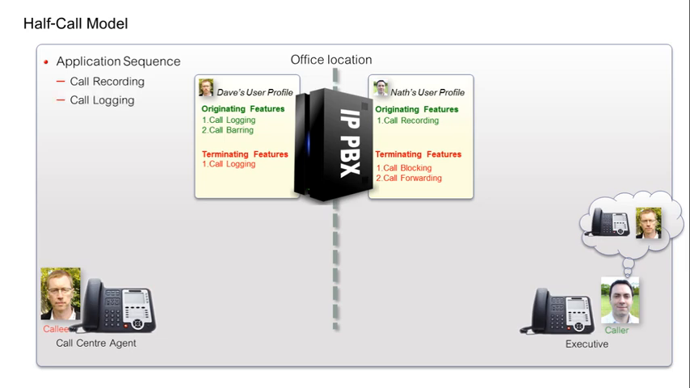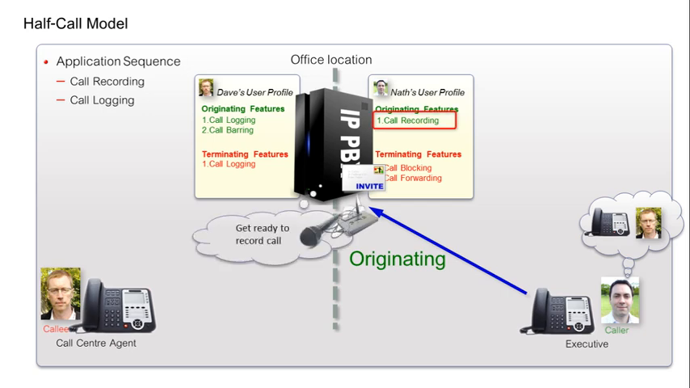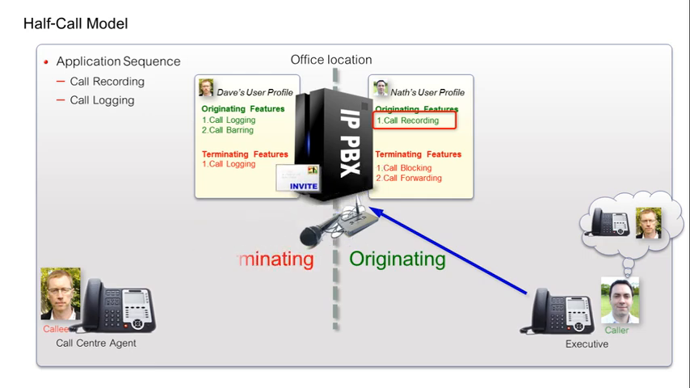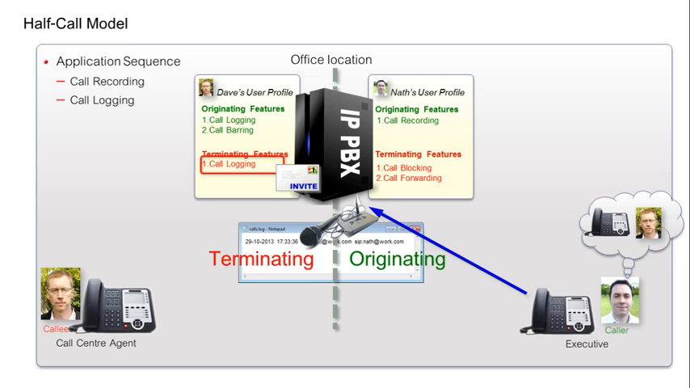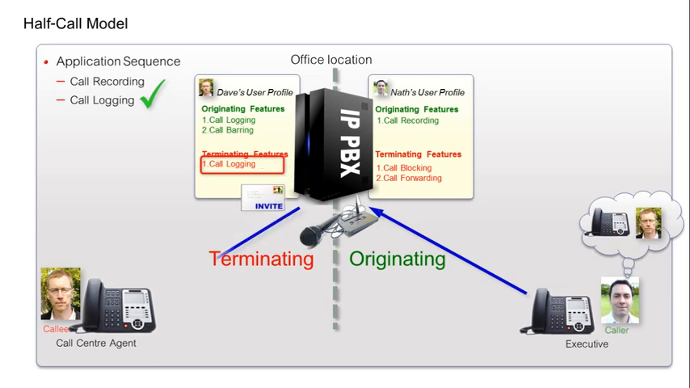Receiving the invite, the server kicks straight into originating mode, applying the first feature in Nath's originating sequence, call recording. Then, with no further originating features, it switches to terminating mode and applies the first of Dave's terminating features, call logging. In fact, the same call logging feature applied to his outgoing calls. That done, and all the features applied, the PBX performs SIP location and the invite is routed downstream to Dave's phone.